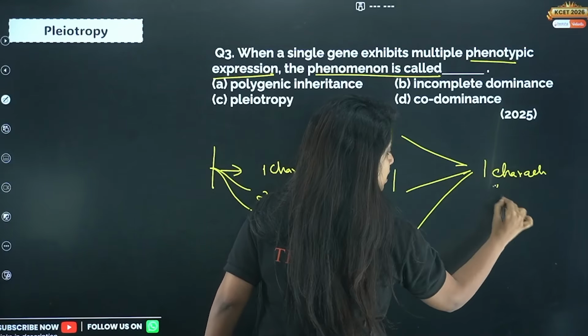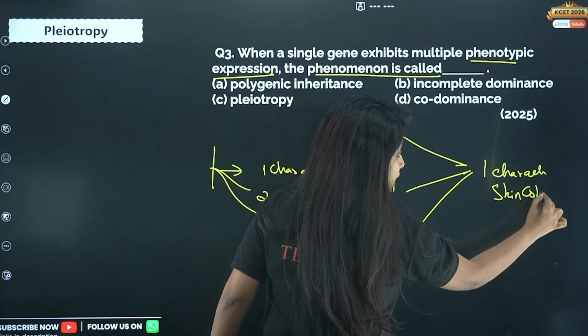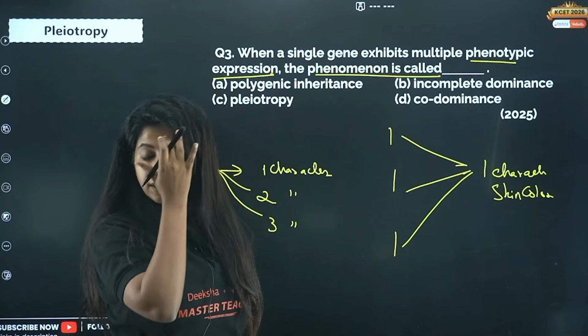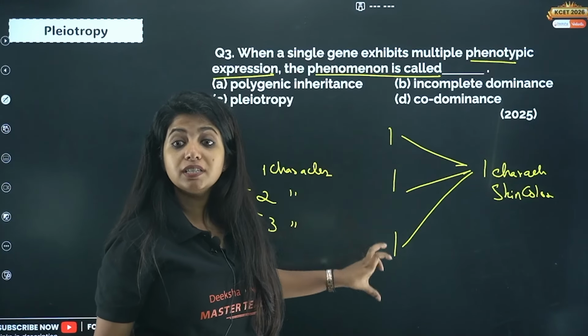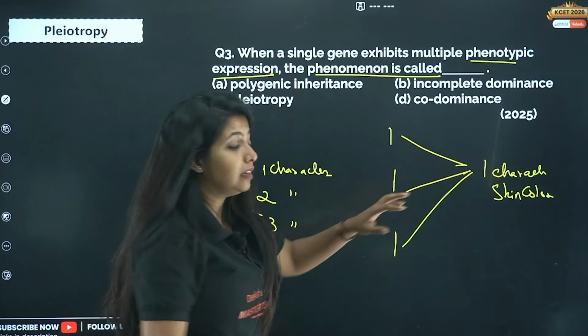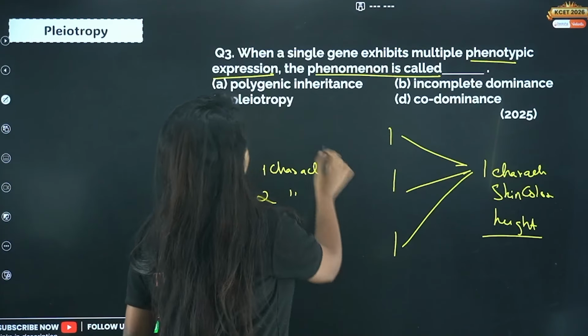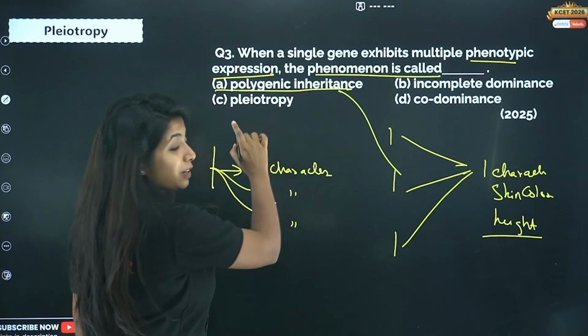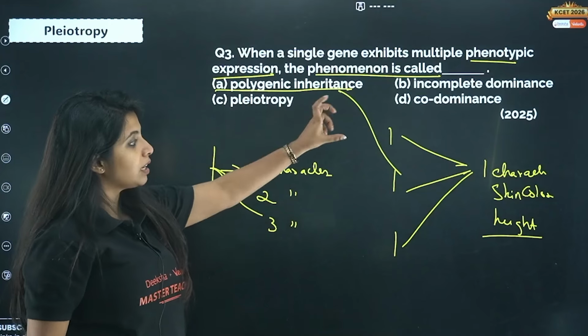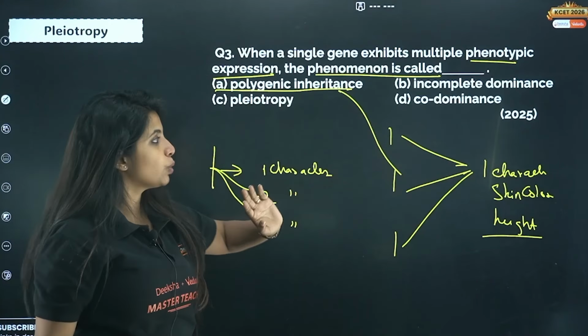For example, your skin color. Your skin color is not determined by just one gene. Multiple genes' action determines your skin color. Same goes with your height. Human height is an example of polygenic inheritance. So with one question you know 2 things now. Polygenic inheritance, examples are skin color and also height.